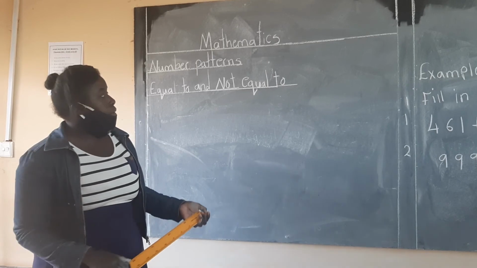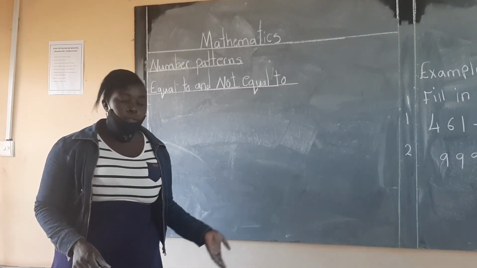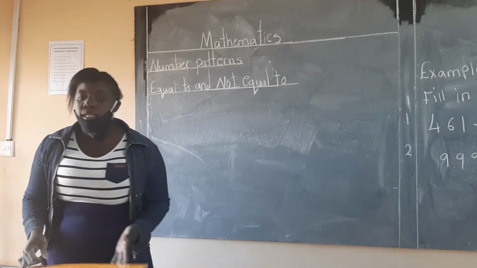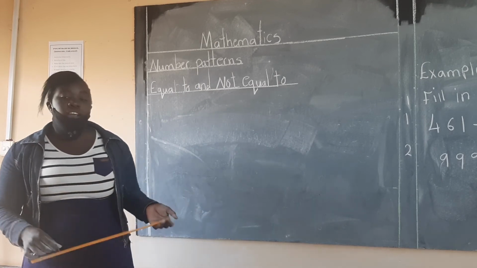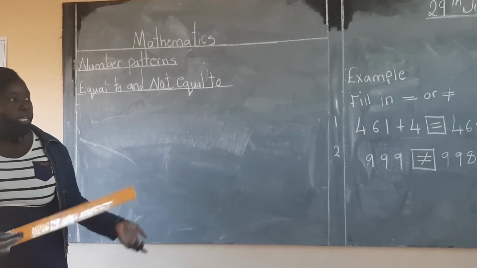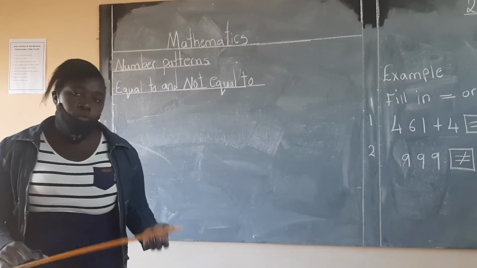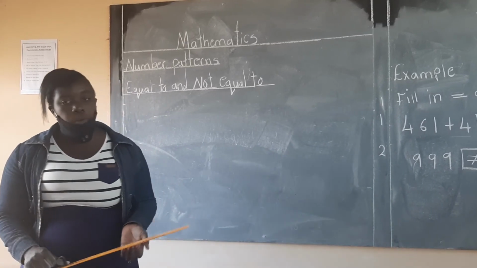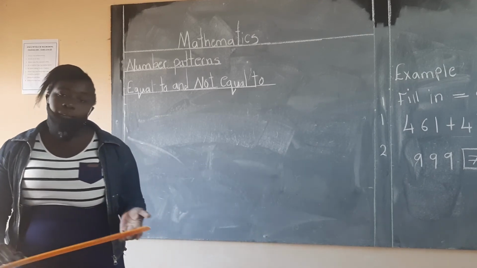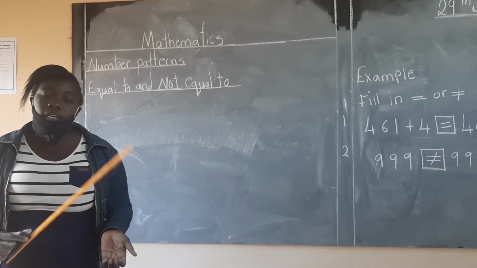Okay. So in our lesson today, we are looking at equal to and not equal to, which are terms used in mathematics to compare numbers. We even looked at symbols which represent equal to and not equal to. We have also looked at examples of how to compare numbers using equal to and not equal to. Based on everything that we have done today, I want us to do an activity together.